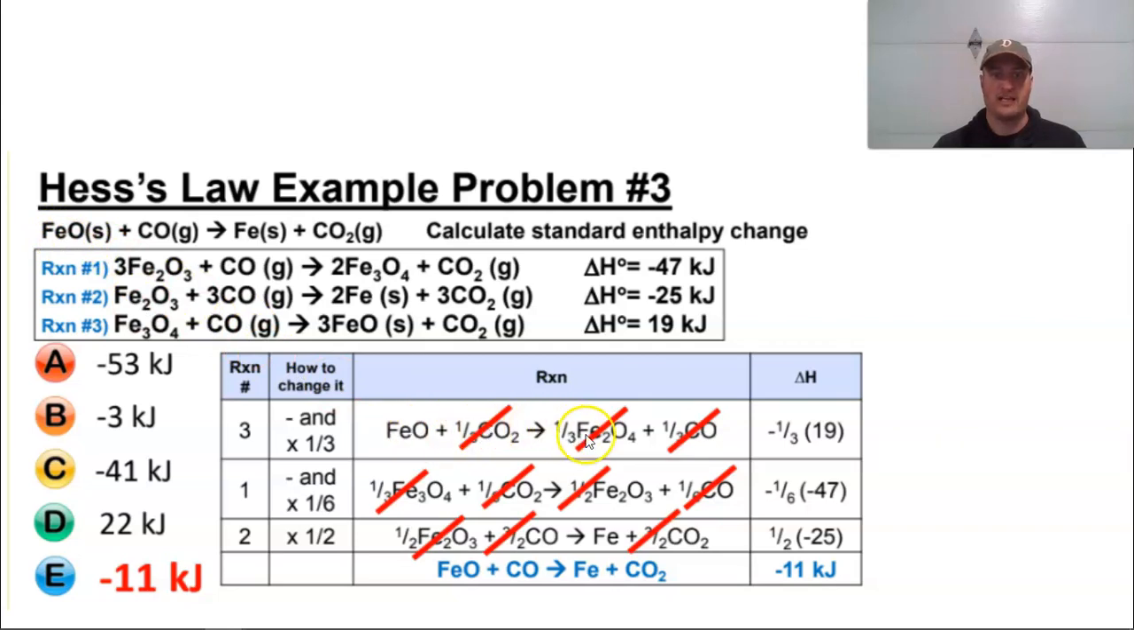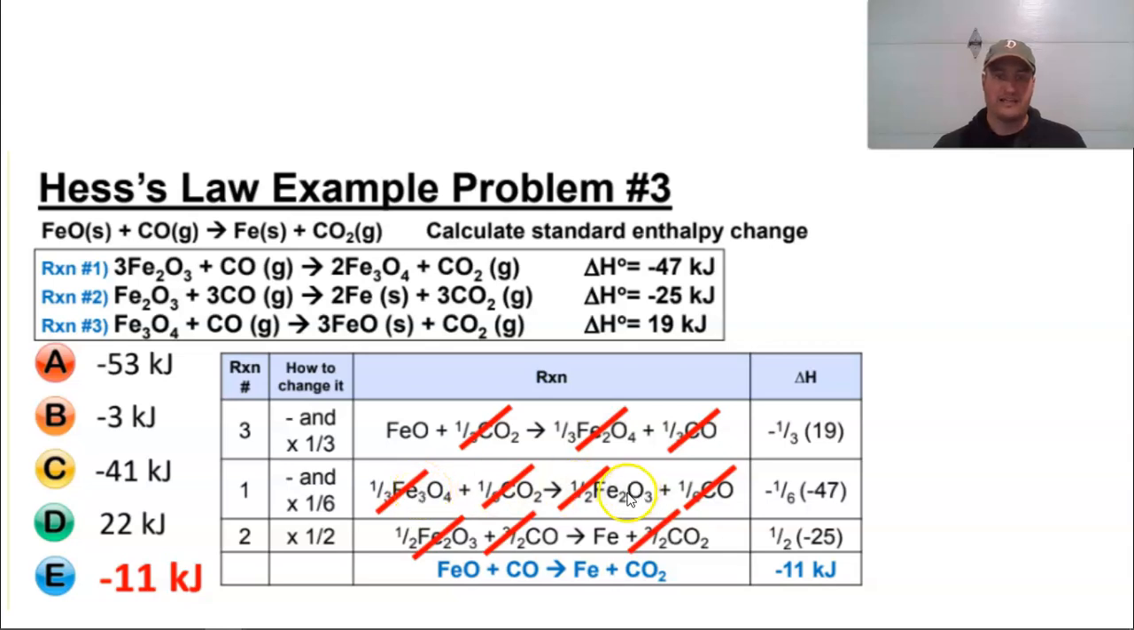Next, I want to work at eliminating what's not in the equation. And I'm going to choose Fe2O4 because those are only unique in each of these, while my CO2s and COs are kind of all over the place. So I'm going to take my Fe2O4 or Fe3O4, and I see it's 1/3. So I need to take equation 1, flip it, and multiply it times 1/6. So Fe3O4 will be canceled out.